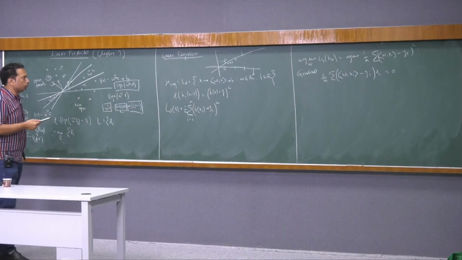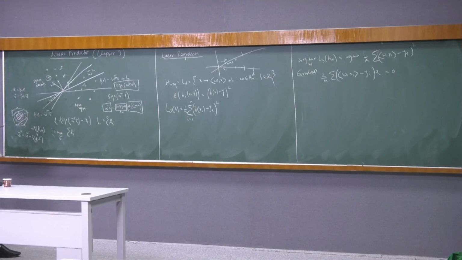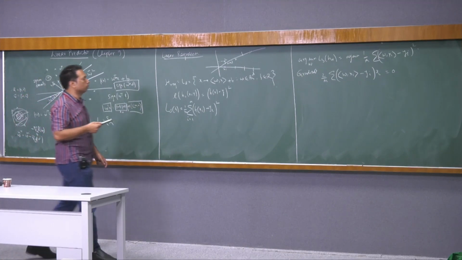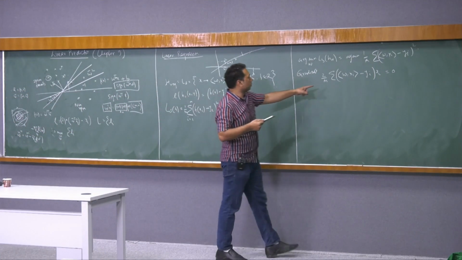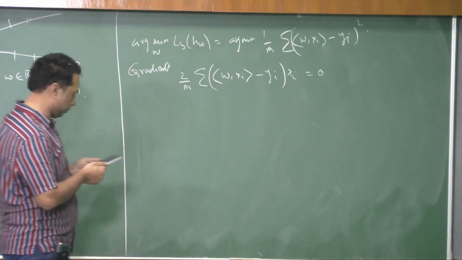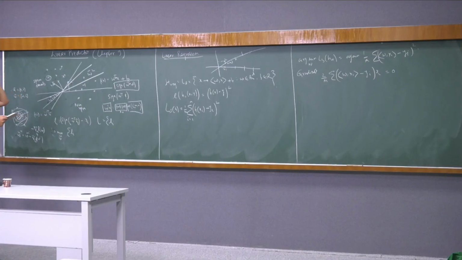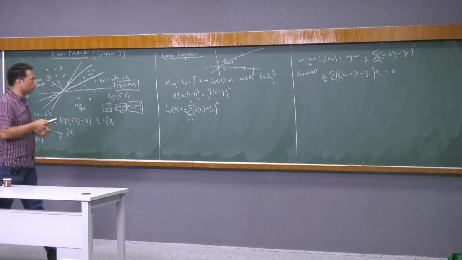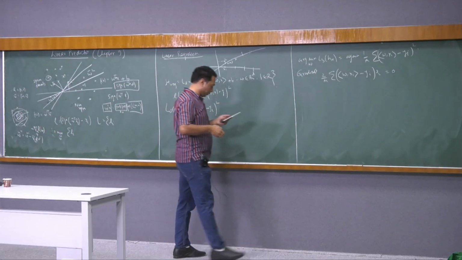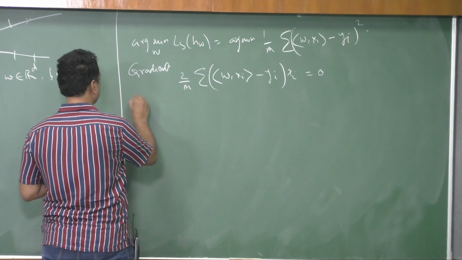So we are looking for a minimizer of this. Since we are looking for a minimizer, we took the gradient with respect to w and equated it to 0. After computing the gradient, you can check that this is the gradient of the above objective function with respect to w, and we equated it to 0, and then from here we can rewrite this.